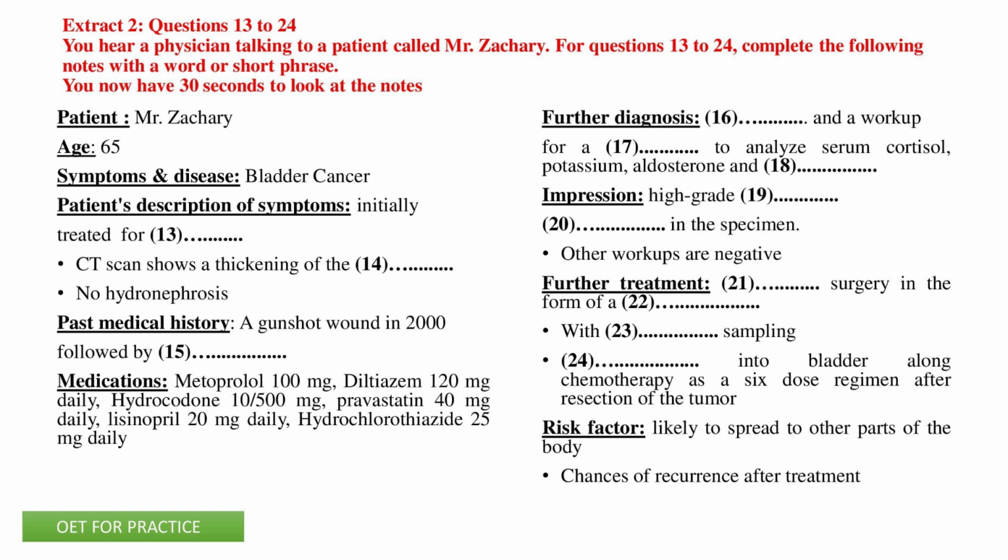I would suggest surgical resection of the tumor. However, the chance of recurrence is very common. You should undergo radical curative surgery in the form of a cystoprostatectomy with lymph node sampling. I would advise mitomycin into your bladder along with chemotherapy as a 6-dose regimen after resection of the tumor. What is the chance for survival, doctor? Actually, I will have to treat this muscle-invasive carcinoma more aggressively. Well, with your cooperation, I hope everything will go well. Sure, doctor. I will extend my full cooperation. I have full trust in your experience.